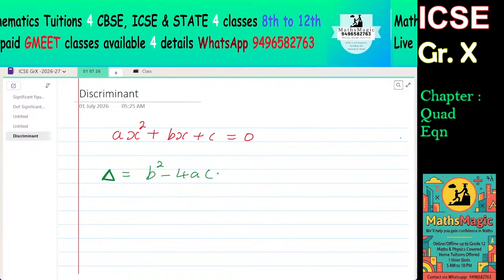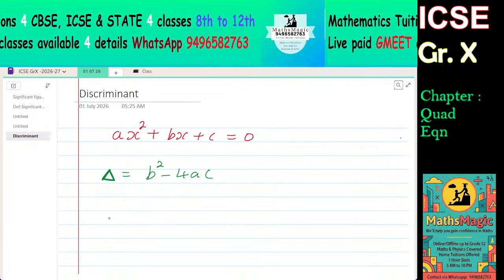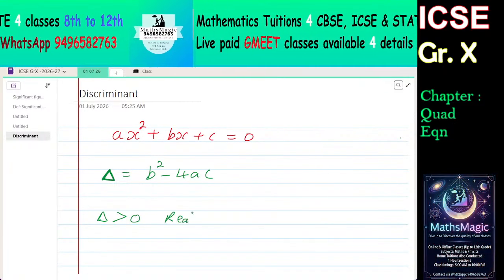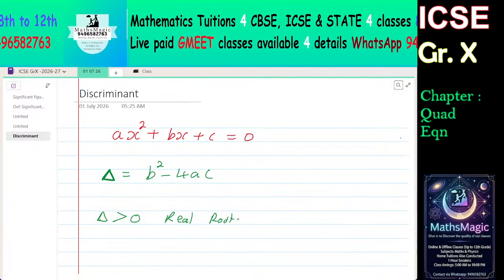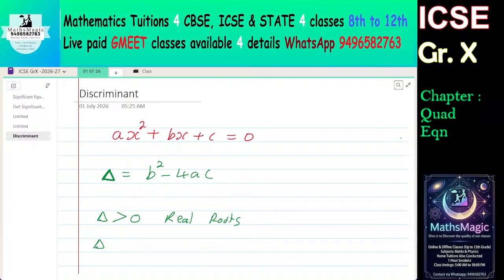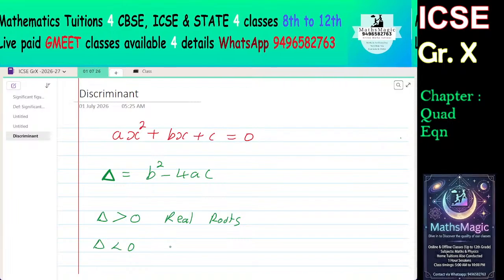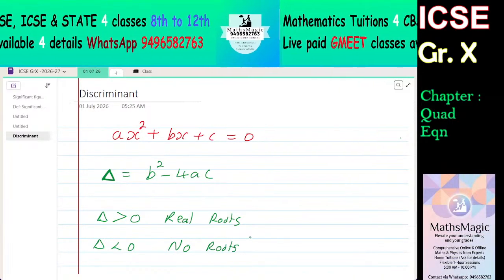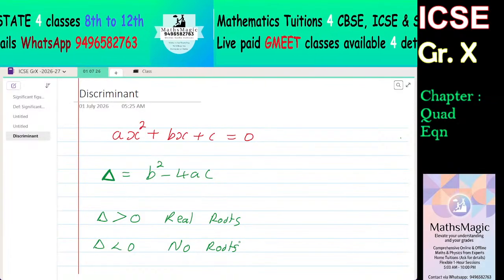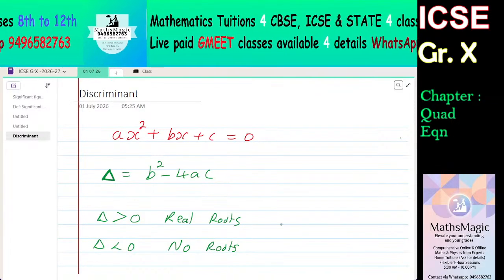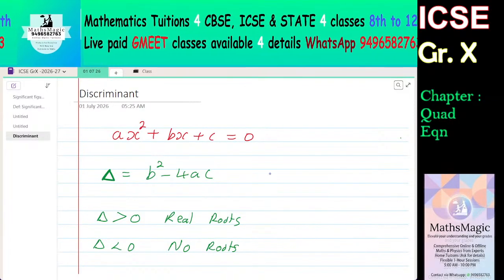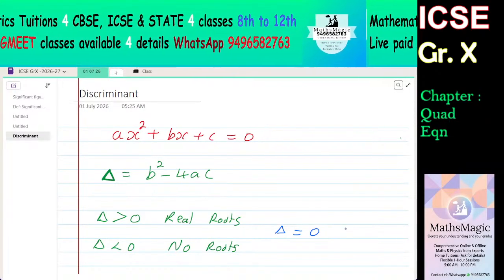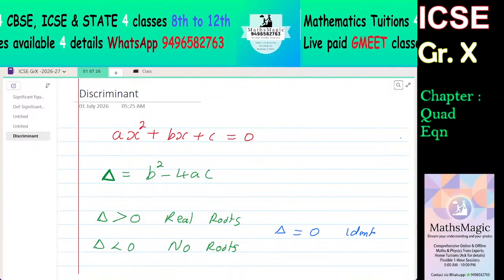This gives you the nature of the roots. If delta is greater than 0, real roots. If delta less than 0, in your case we have to write no roots, and for class 11 we will say complex numbers or imaginary roots. Then the common case is delta equal to 0, identical roots.